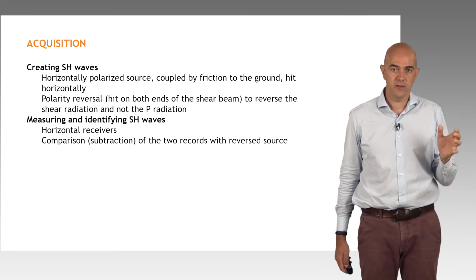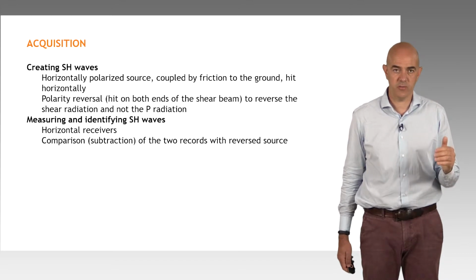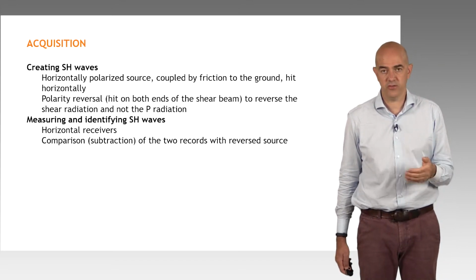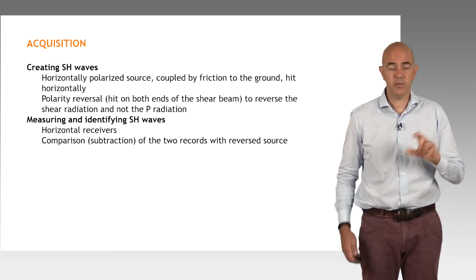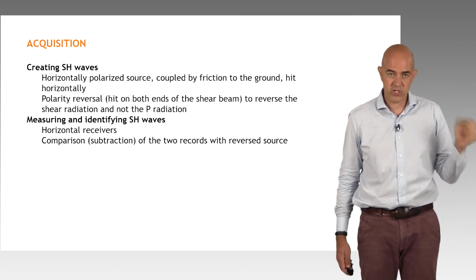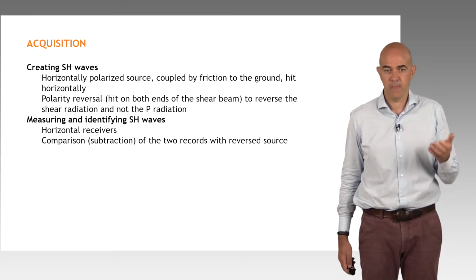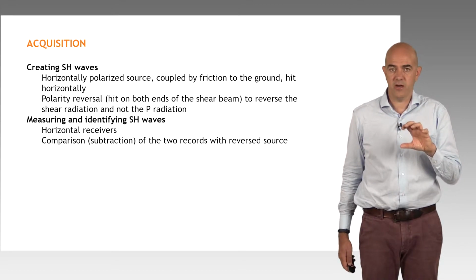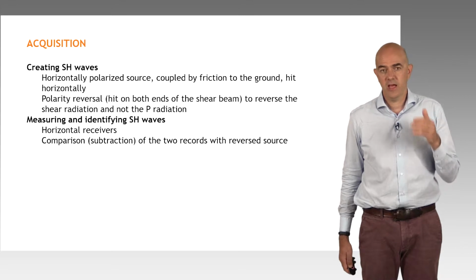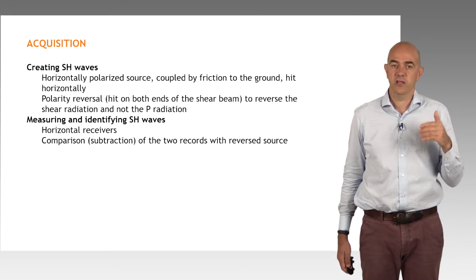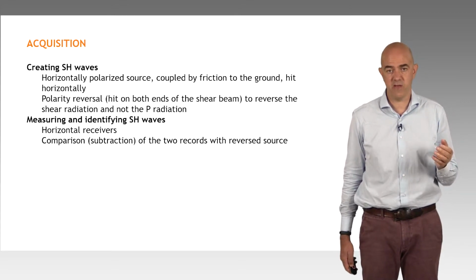So, summarizing, we need to create shear waves, SH waves. We use a horizontally polarized source. If we do not have a vibrator source, we use an impulsive source onto a shear beam, and we typically reverse the polarity to create shear waves with opposed polarities, while the compression waves will stay the same. Then the reverse of the polarity can be exploited to identify better the shear waves in data and identify which are the phases that correspond to the first arrivals of the shear waves and the refracted arrivals of the SH waves.